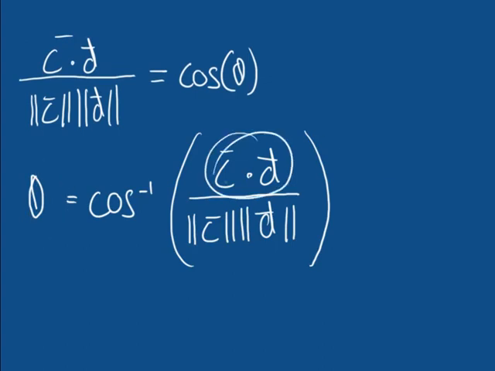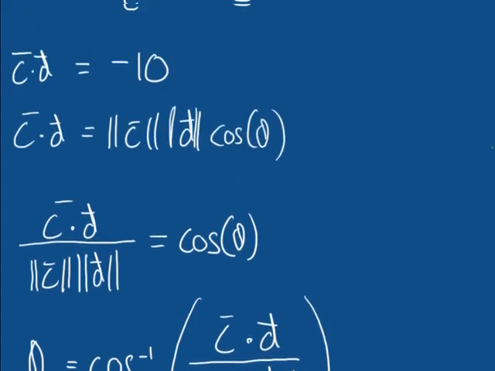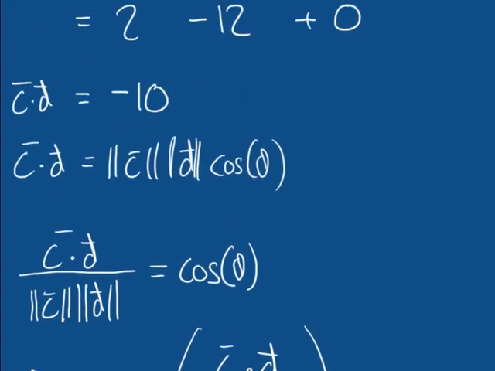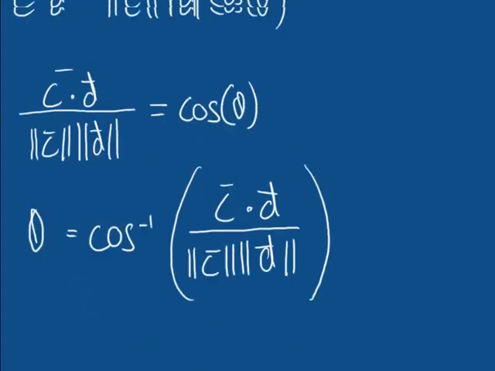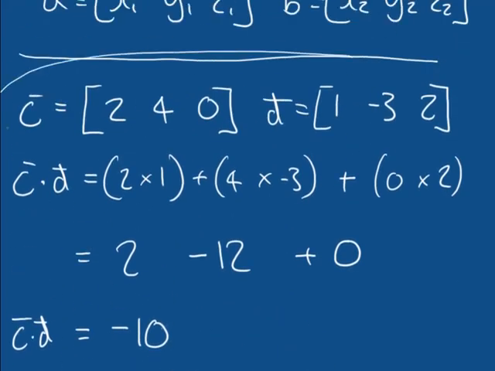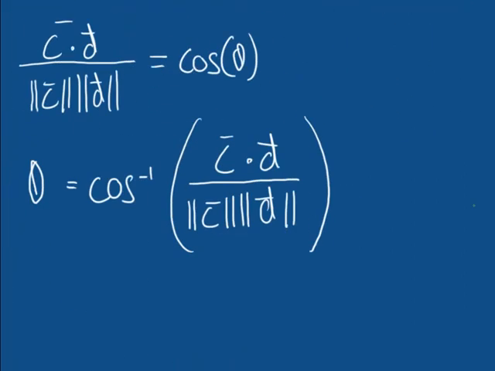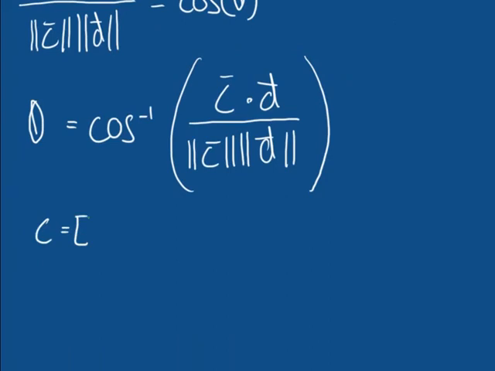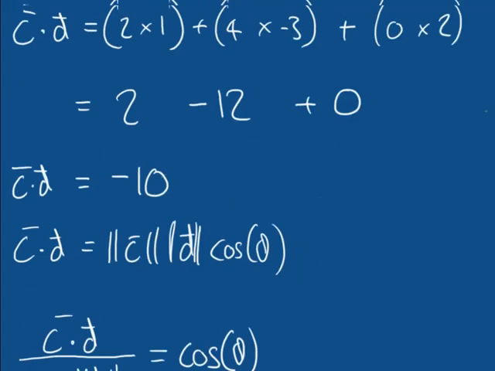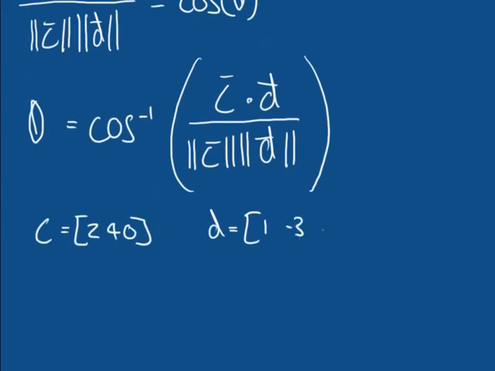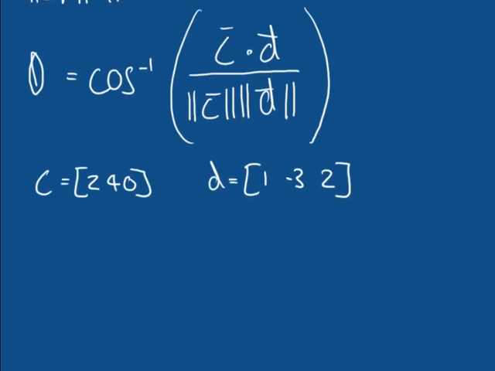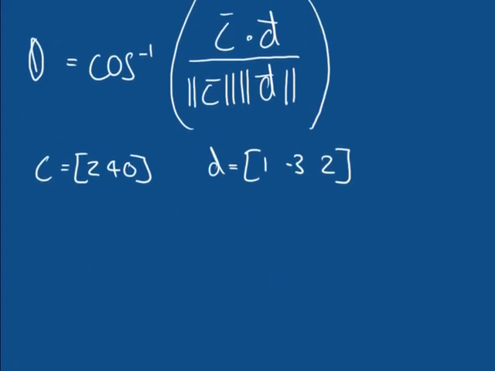Now we've already said that we know the value of c dot d. We know that c dot d is equal to negative 10. So we also need to find the magnitude of c and the magnitude of d. So what I'm going to do is rewrite our two vectors down where we're working so we can refer back to them without scrolling too much. So c is equal to (2, 4, 0), and d is equal to (1, -3, 2). Fantastic.